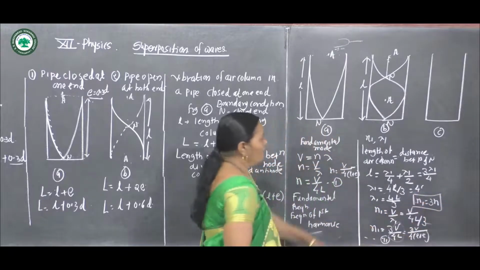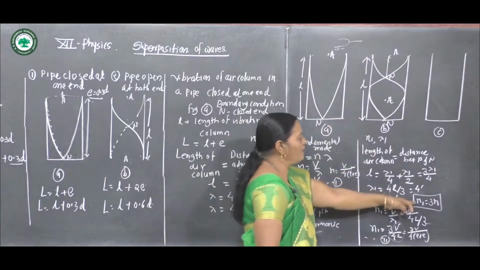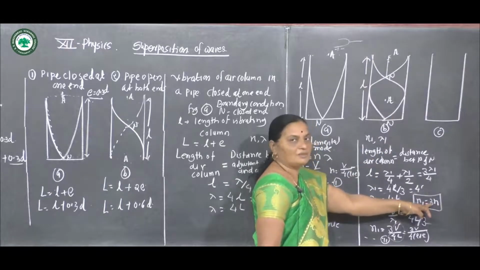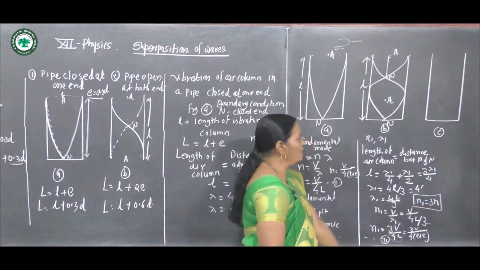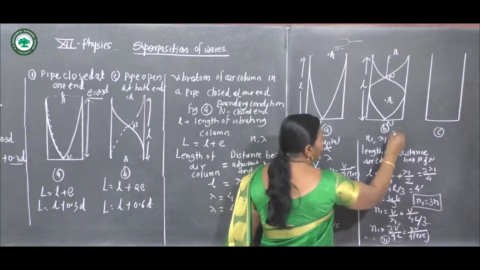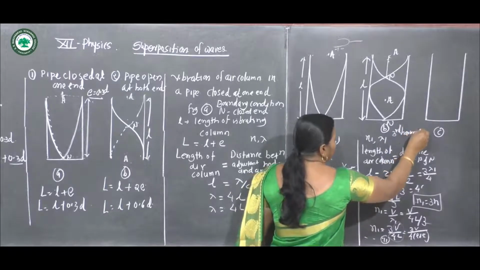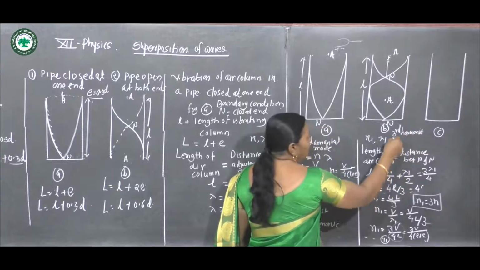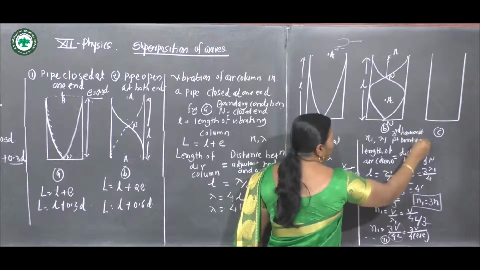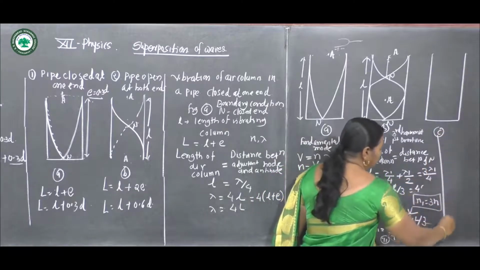This is the frequency of the second mode. Since n1 is equal to 3n, it is called the third harmonic. It is the frequency of the third harmonic. It is also called the frequency of the first overtone. Now we consider the next figure.